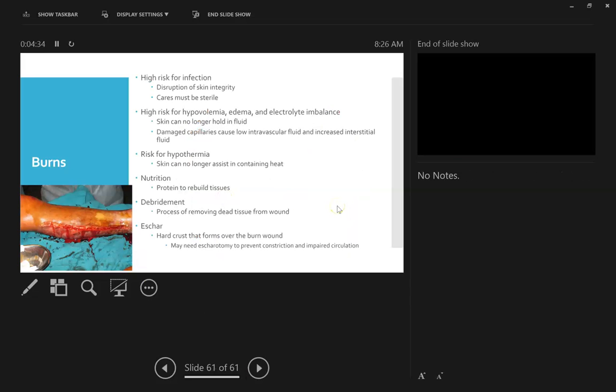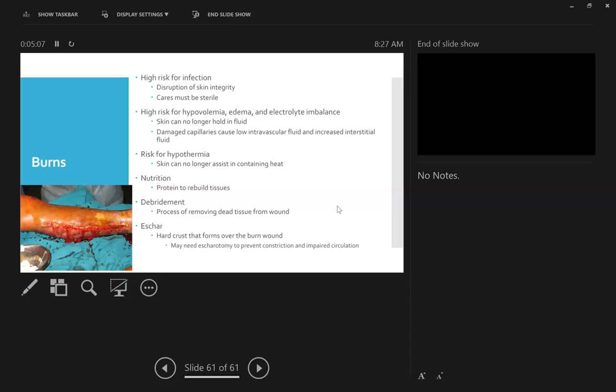So there's a lot of different elements. Burns can be very, very complex in how we treat them and how we manage them. So we have a high risk for infection, especially if we have a second to third degree burn. So we look at, there's a disruption of the skin integrity. The skin has jobs. Some of the job is to keep the insides inside, right, including fluids, and to keep bad things from getting in. Well, if you have a disruption in skin integrity, it just can't do that.